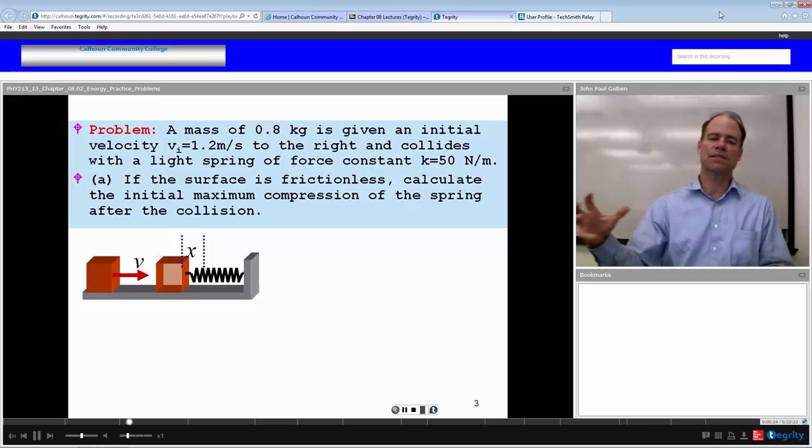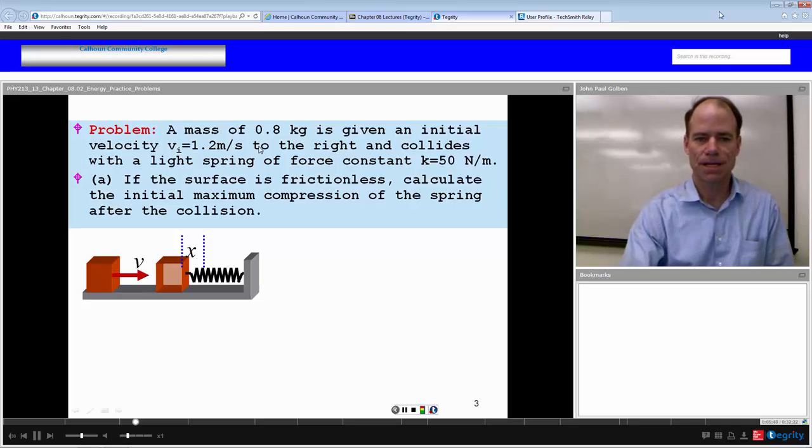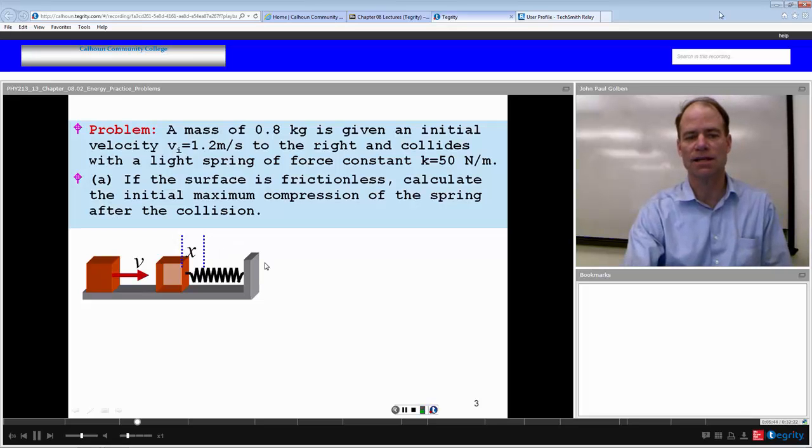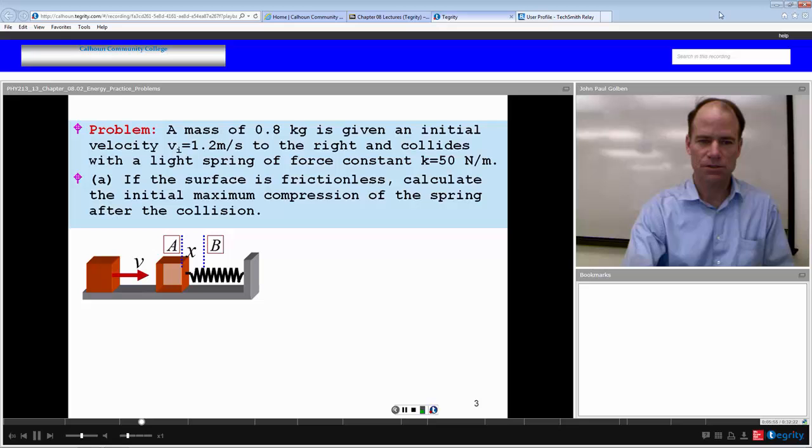Alright, so if this mass is moving along a frictionless plane, then it's going to maintain the same speed right up until the point where it first hits the spring. So its initial velocity at the point where it contacts the spring is still 1.2 meters per second. We're going to treat this as an energy problem, so we'll call the point at contact point A, and when it compresses the spring to the point where it just stops, that will be point B. So we have A and B.